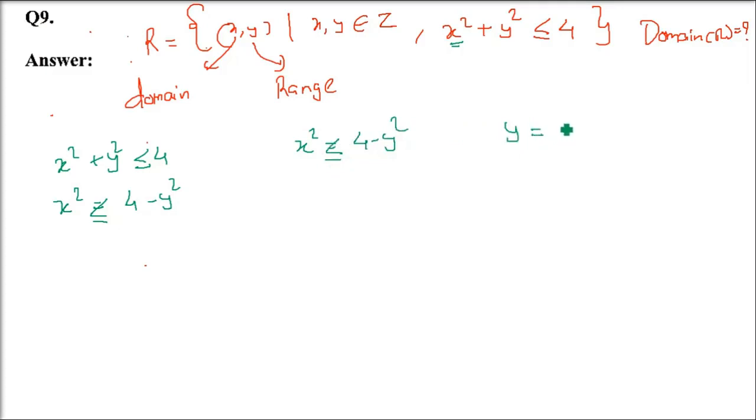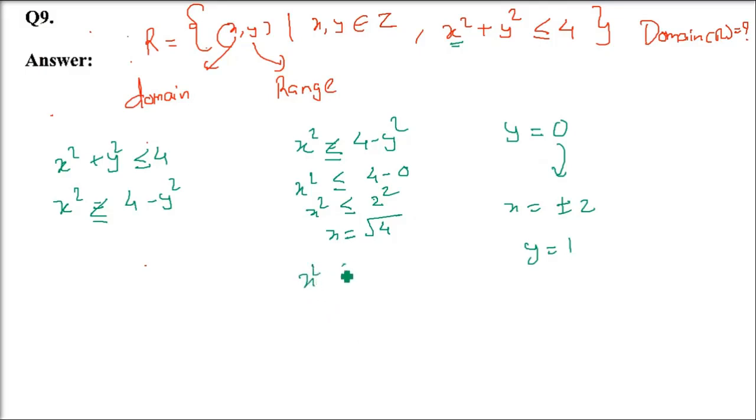Now I am putting y as 0. So x square is less than or equal to 4 minus 0, that is 4, so x is plus minus 2. Even if you equate, it will be plus minus 2, but you have to see whether it is less than or equal to. Now I'm putting y as plus minus 1. So x square is less than or equal to 4 minus 1, and you get 3.